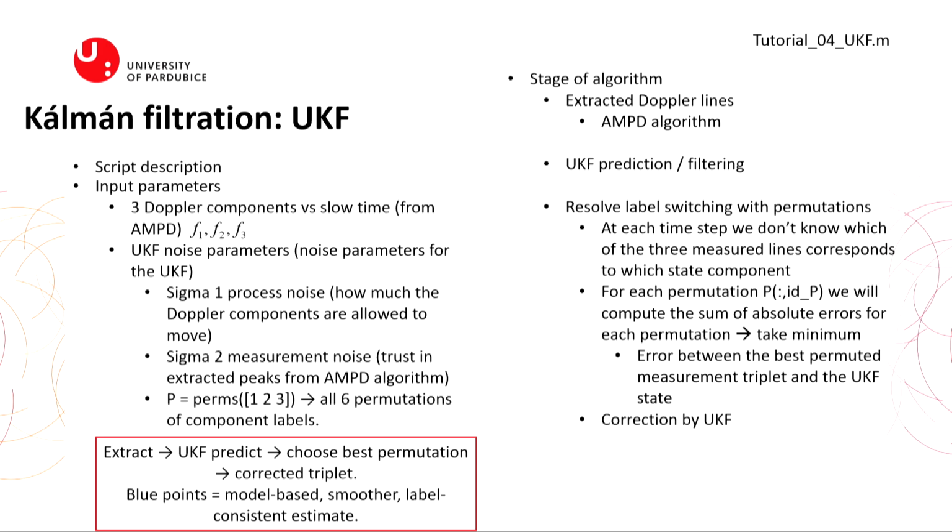Then there are some UKF noise parameters. First are sigma 1 and sigma 2. These are the two parameters I already described. They are process noise and measurement noise. Process noise means how much the Doppler components are allowed to move, in which range of Dopplers. And sigma 2 is measurement noise, how much you trust the extracted beat from the AMPD algorithms. Is it good confidence, low confidence, and so on.